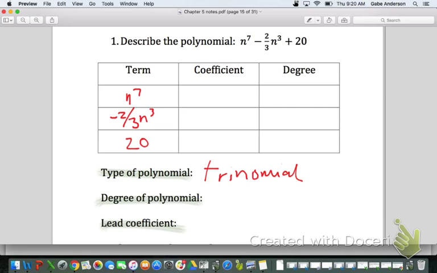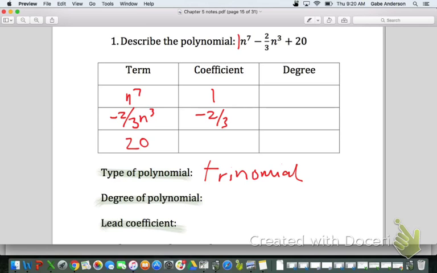What do you think the coefficient is on the first term, that n to the 7th? No, it's 1. I heard a couple folks say 1. So the variable is not the coefficient. It's the number attached to the variable. So it's 1 n to the 7th, right? If there's not a coefficient written, it's understood to be 1. So the coefficient is 1. How about the coefficient on term number 2? Negative 2/3. Negative 2/3. And on the last term?